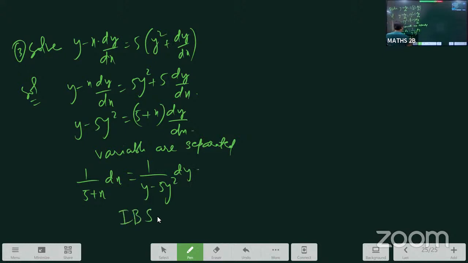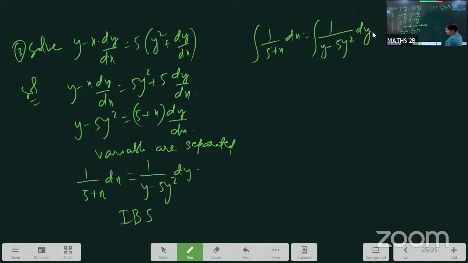Now integrate on both sides. What am I going to get? Integration of 1 by 5 plus x dx equals integration of 1 by y minus 5y square dy. Okay. Now see here. This is anyway log of 5 plus x, because the derivative of the denominator 5 plus x is 1, which is in the numerator, equal to 1 by y common 1 minus 5y dy.